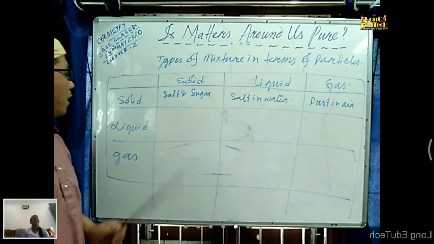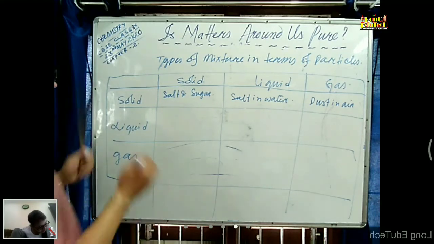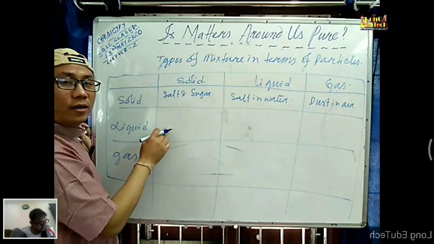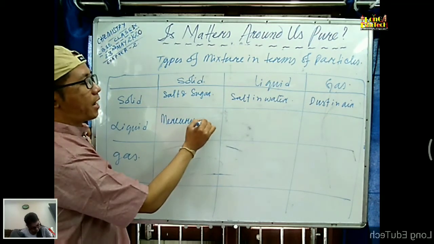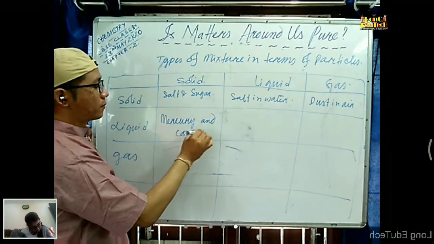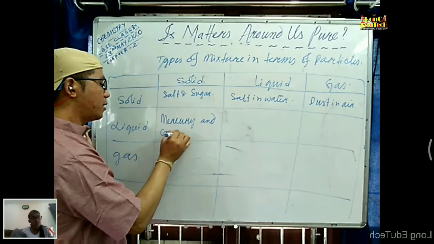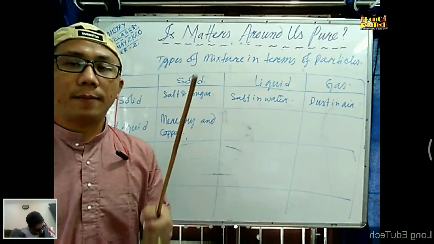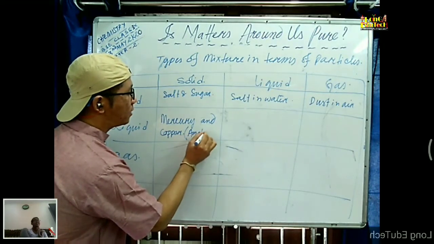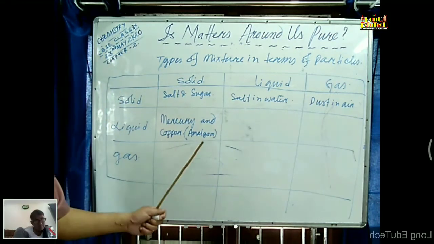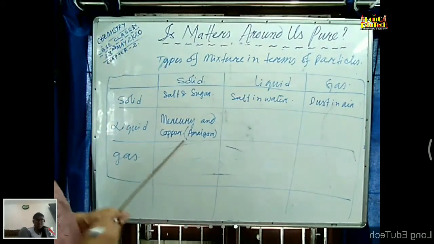Now we'll come to the liquid solid mixture. Liquid and solid: the liquid will be present in the solid. So what will be there? Mercury and copper. What is it known by? Mercury and copper. When mercury is mixed with any metal, a type of mixture is formed. What is it called? Amalgam. The mixture of mercury and copper. Let me complete this one first.